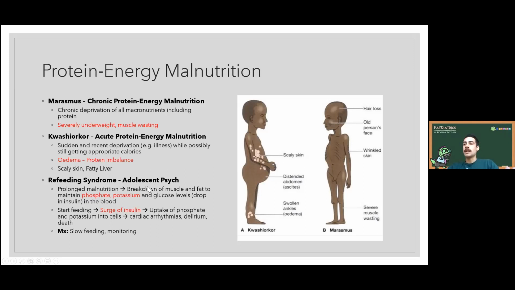So in an adolescent with anorexia nervosa, if they get prolonged malnutrition, they break down fat and muscle to maintain phosphate, potassium, and glucose levels in the blood. As soon as you feed them, they get a huge surge of insulin and they use up that glucose, phosphate, and potassium. And so they get sudden drops in phosphate and potassium in the blood, and that can lead to cardiac arrhythmias and delirium and death. So you've got to make sure to refeed them slowly and monitor, and involve clinical nutrition.